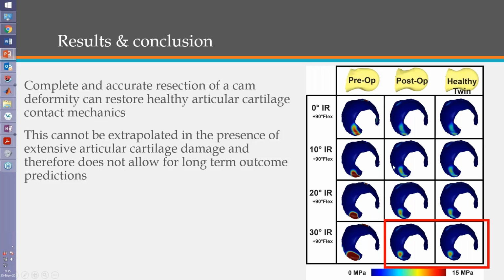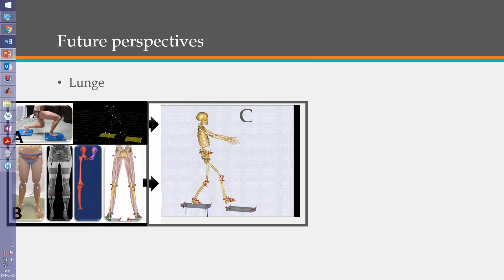On the figure on the right side, we see the typical pattern of the anterolateral conflict with the posterior inferior elevated peak contact stresses at the contra-coup part of the acetabulum during increasing amounts of internal rotation. And this is normalized in the post-op situation as well as in the healthy twin, which is in fact the most healthy proximal femur anatomy that you can get in this kind of subjects.